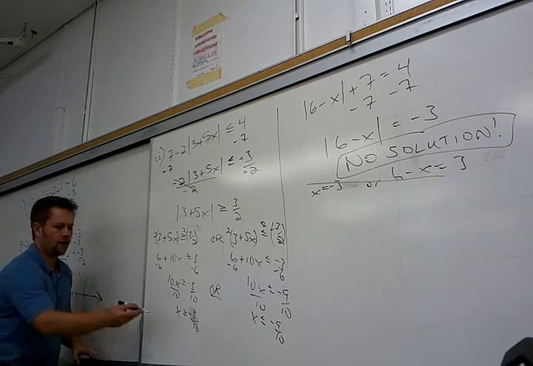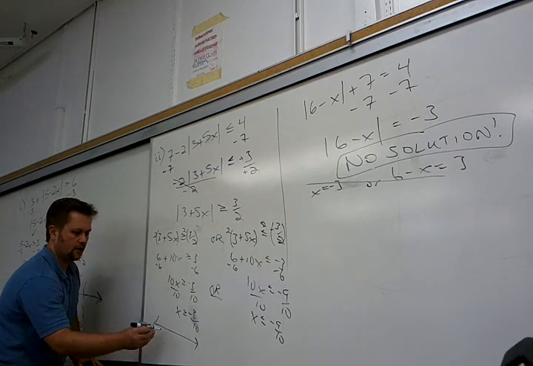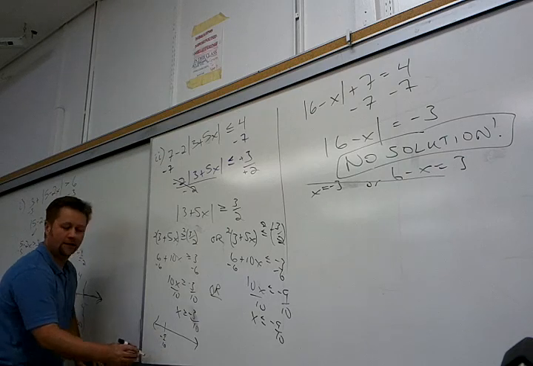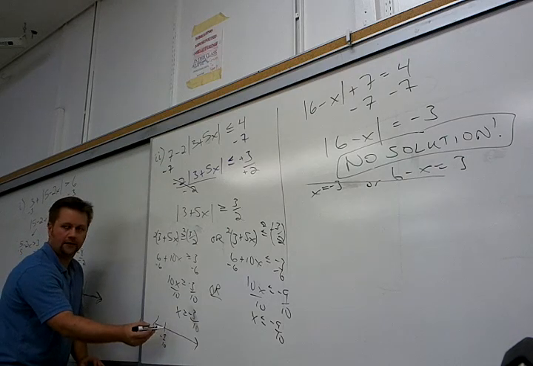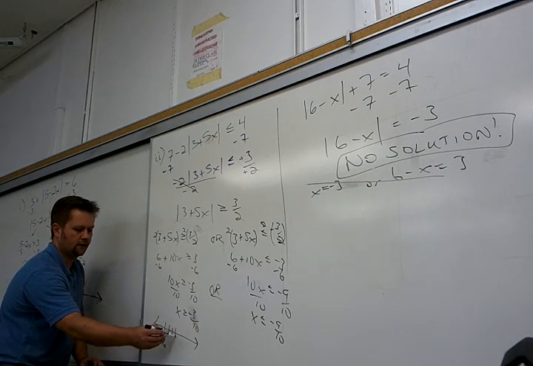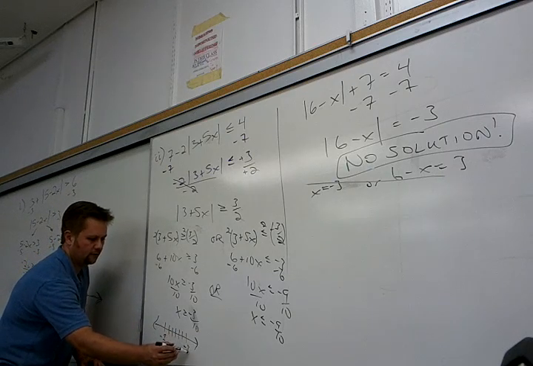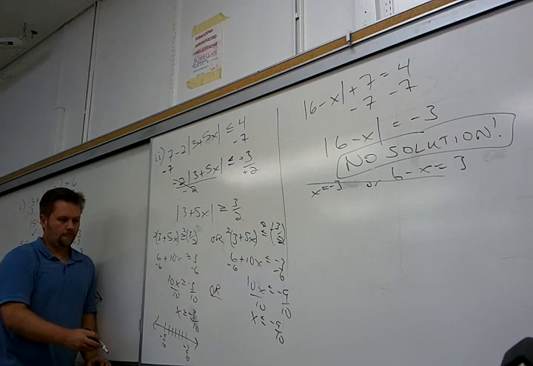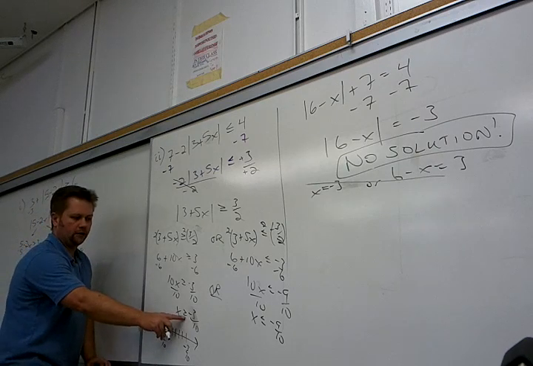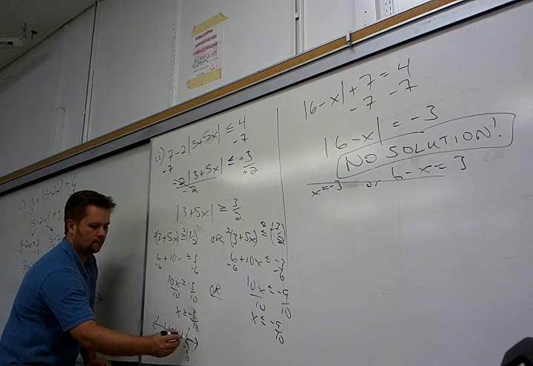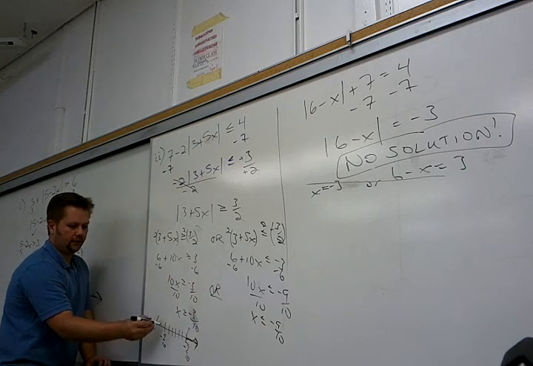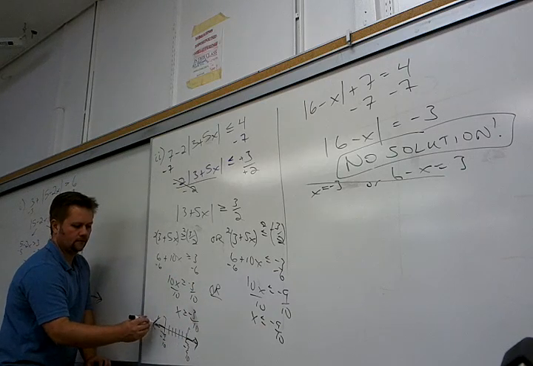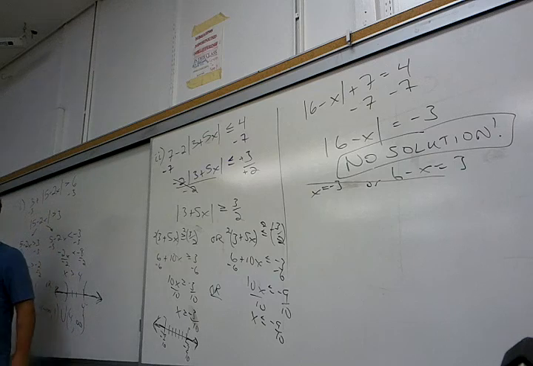So then you could draw the graph here. -9/10. If you want to, you can make your scale tenths. -9/10, 8, 7, 6, 5, 4. There's -3/10, right? So it's greater than or equal to -3/10, or less than or equal to -9/10.